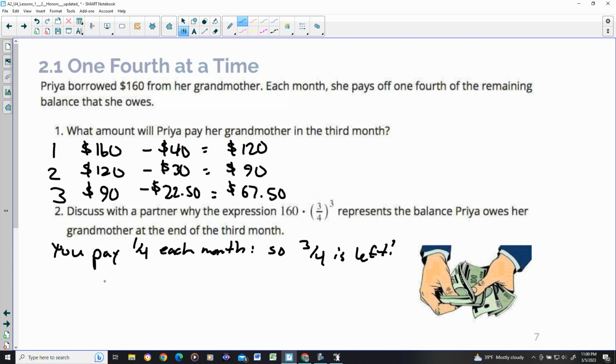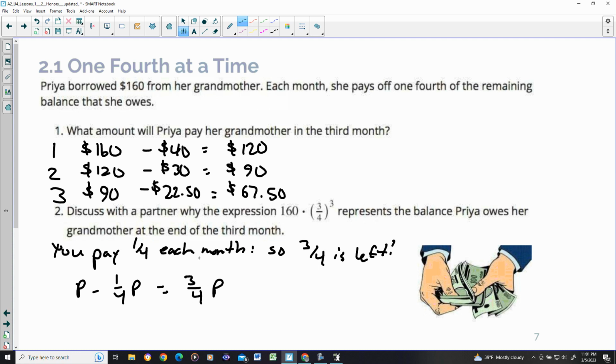So for the first month, if you were to think about it, you could do P, your amount that you owe, minus, you're paying 1/4 of P, but 1 minus 1/4 is 3/4. So 3/4 P is left. So if you start off with P, the amount that you've borrowed, and you lose 1/4 of it, you've paid back 1/4 of it, you still have 3/4 of it left over.